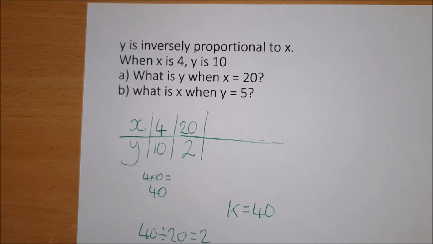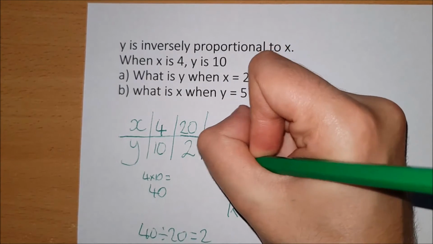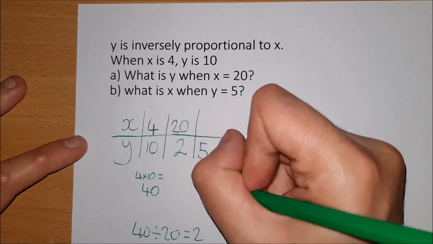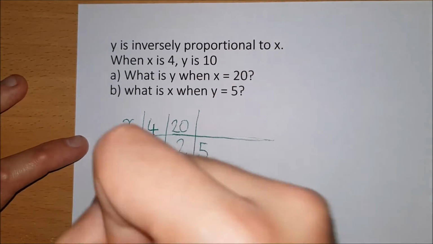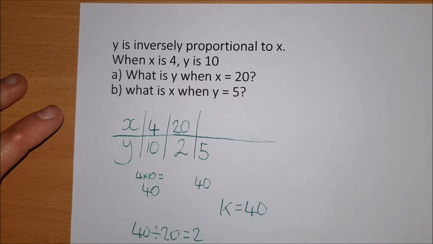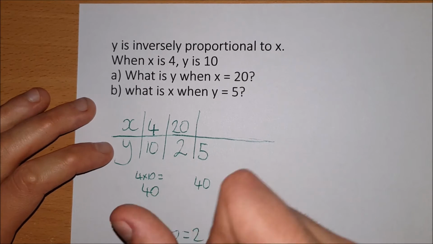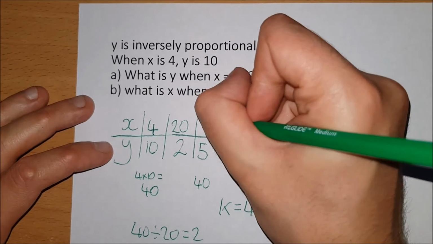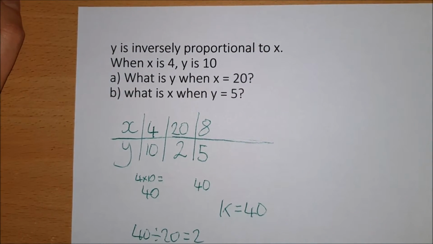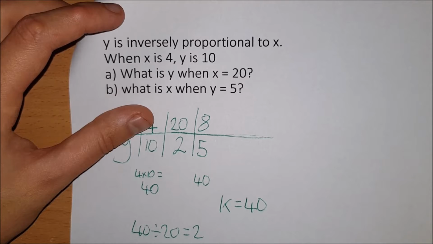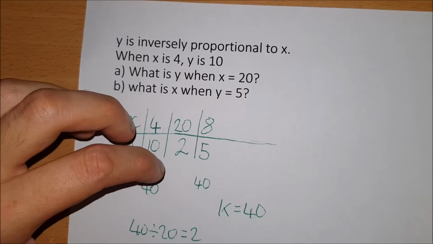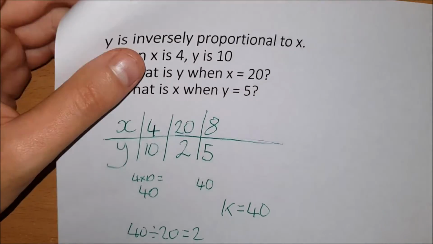For the second part of the question, it says, what is x when y equals 5? Well, y is 5, so fill that in that part of the table. So we need something that times by 5 to make 40. Every pair has to make 40. Well, what do we times by 5 to make 40? If you can't spot it straight away, it's 40 divided by 5, which is 8. So x must be 8 in that case. So we've answered both questions there. When x is 20, y must be 2, and when y is 5, x must be 8.